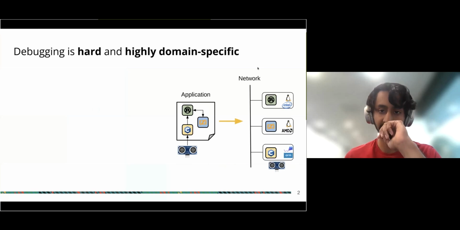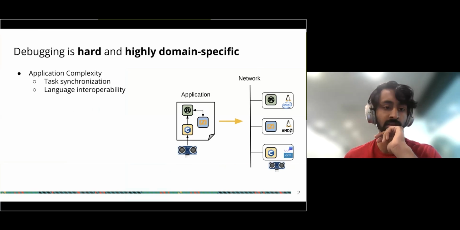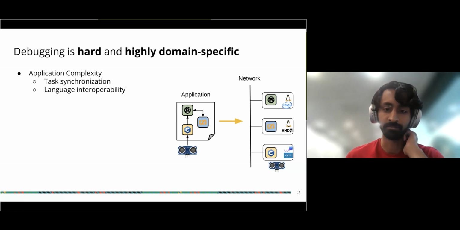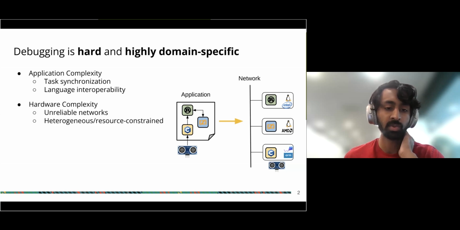So to start off, as we know, debugging is really hard and it's often highly domain specific as well. When we take a look at applications that we design, we often have to deal with complex task synchronization, locking, message passing, fork joins, and often even language interoperability. Today people are designing applications with a combination of a lot of embedded style targets like Rust, C, and even Zig.